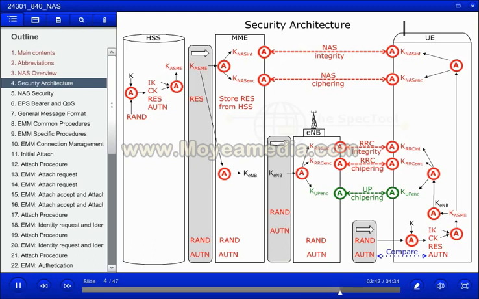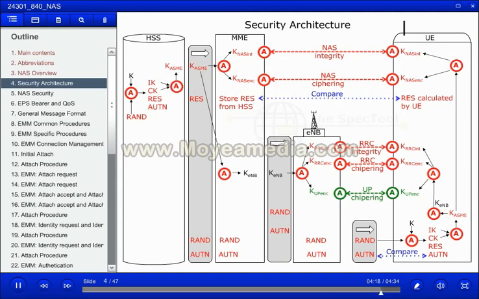Please note that none of these keys have been transmitted over the air interface. The UE has calculated them by itself, thus providing a high security level. The UE will answer to the MME with a calculated RES value. MME will compare the RES received from the HSS with the RES from the UE. If they match, the UE is authenticated.